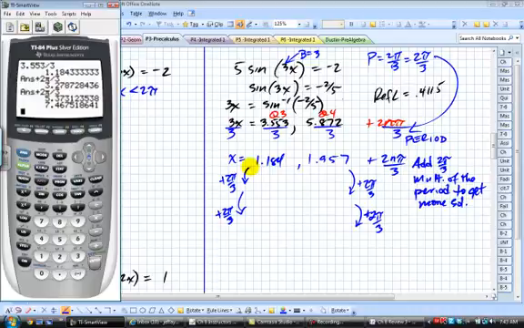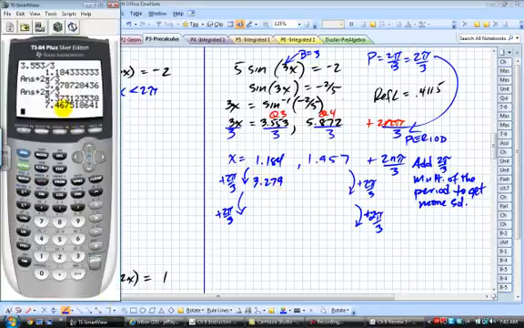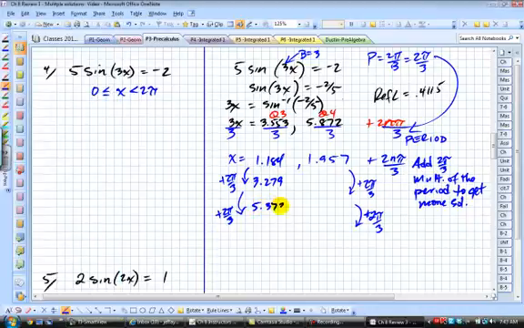So let's record these. My next one here is 3.279. And my next one is 5.373. Now I have to work on this one and add multiples of the period.